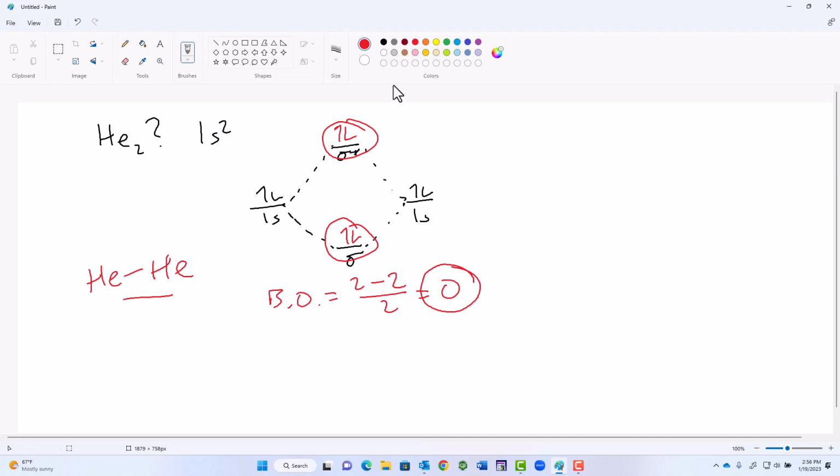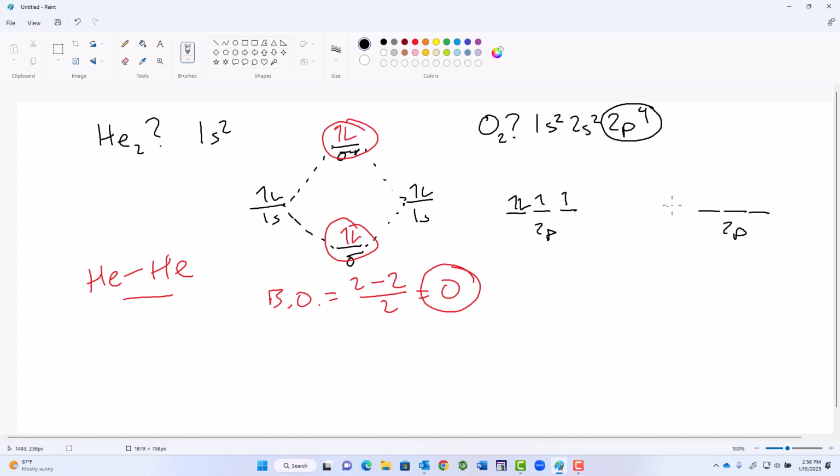That would be destabilizing. Let's look at one more example that's a little more complicated. Let's predict what O2 is going to look like. Again, this is 1s2, 2s2, 2p4. In this case, I'm only going to be looking at the 2p4 situation. So I have 3 orbitals in that case, 2p, and 3 orbitals over here, 2p. They have 4 electrons, 1, 2, 3, 4. 1, 2, 3, 4. And since we have six atomic orbitals, we're going to form 6 molecular orbitals. So we have 3 down here and 3 up here.